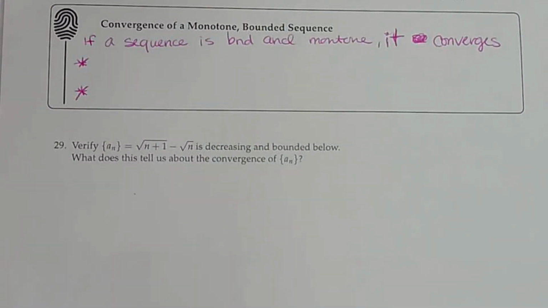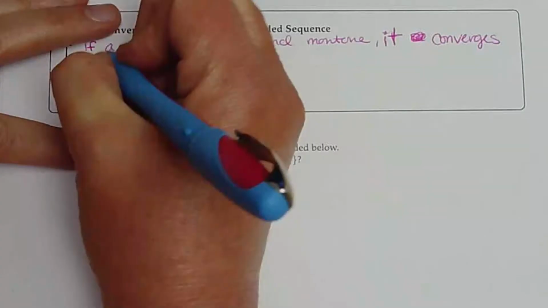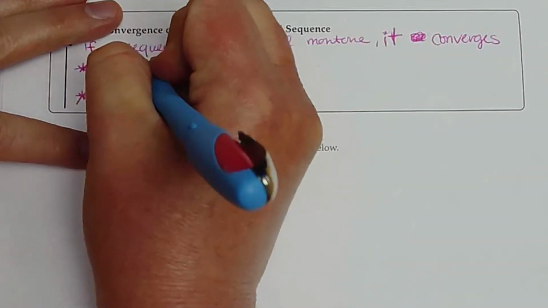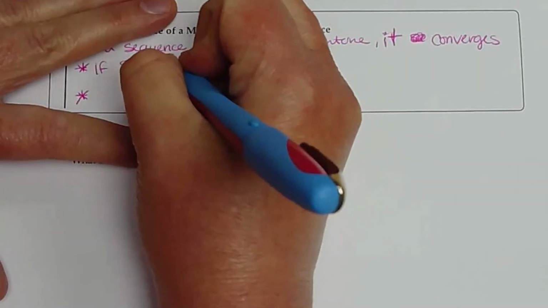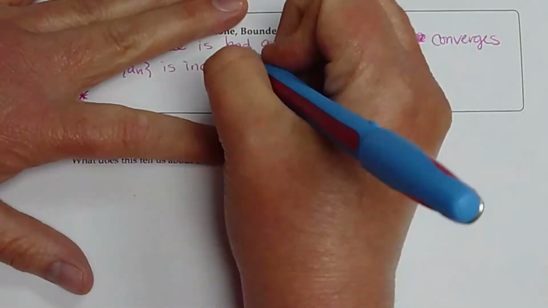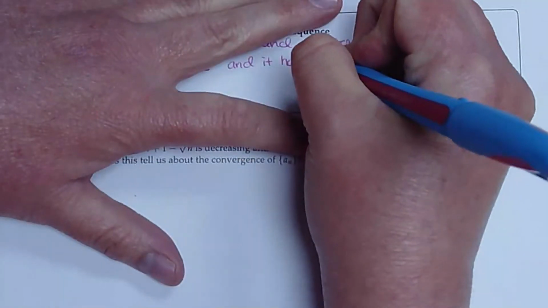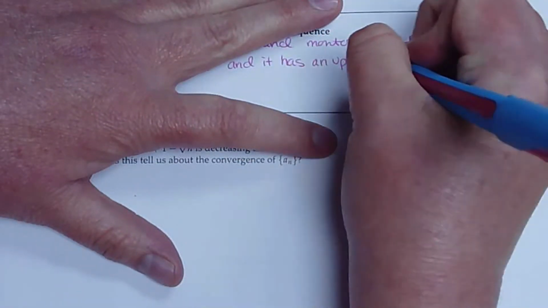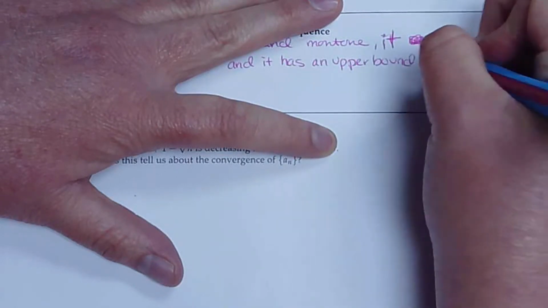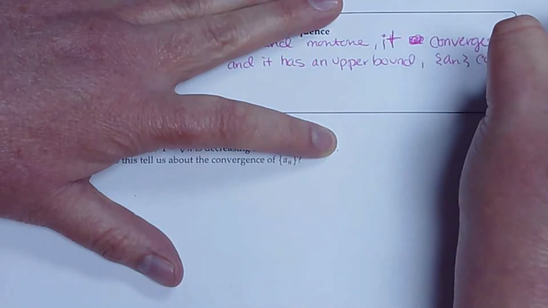So how do these ideas of monotone and bounded fit in with the convergence of a sequence? Our theorem is if a sequence is bounded and monotone, it converges. And I want to look at this a little bit more specifically. So if our sequence, a sub n, is increasing and it has an upper bound, then our sequence converges. Right, and that makes some sense.